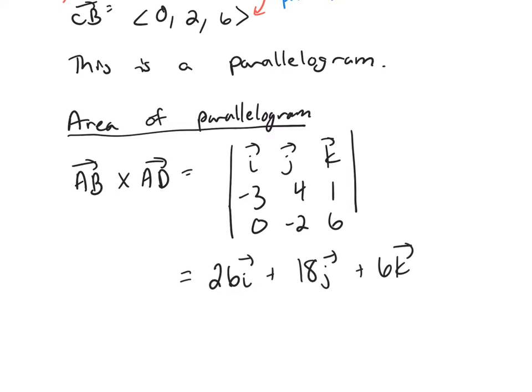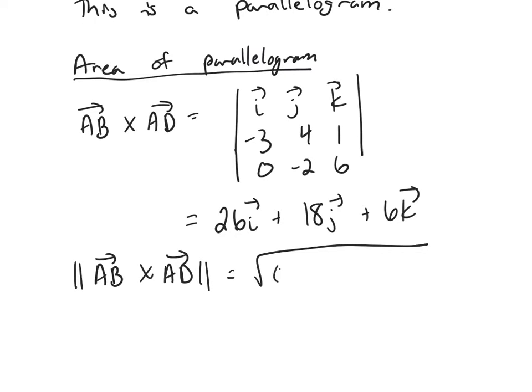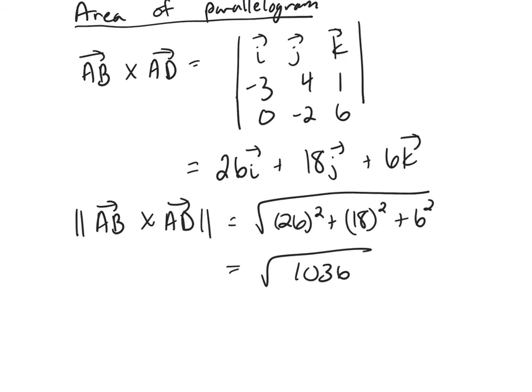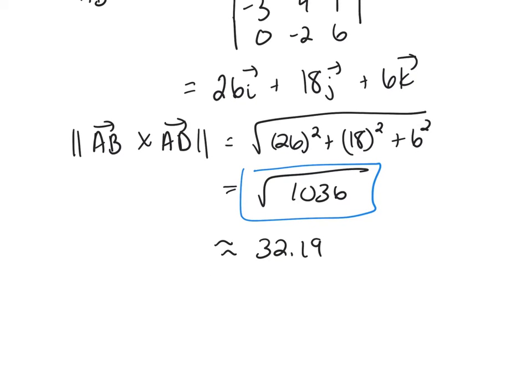And then to find the area of this parallelogram, I just need to take the magnitude of this cross product. So the square root of 26 squared plus 18 squared plus 6 squared. It's the square root of 1036, and you could leave your answer like that. Or if you were approximating it, put it in a calculator, it's approximately 32.19. And that would be the area of this parallelogram.